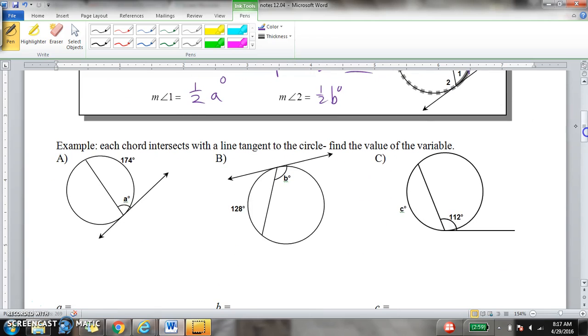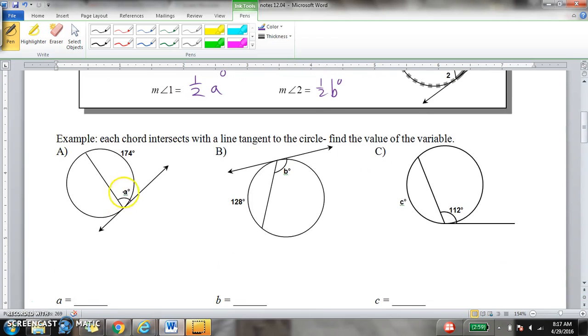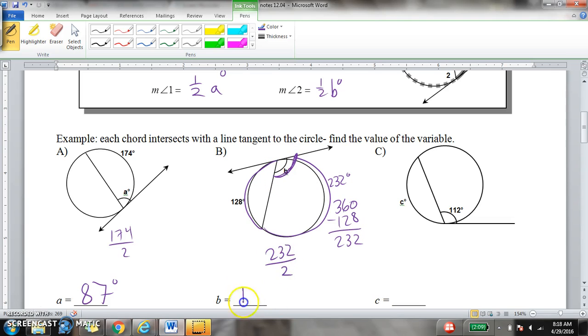So an example. If we're looking for this angle A right here, or how many degrees this angle is, it's a chord and a tangent, so it's going to be half of this arc right here, which is 174. So we take 174 divided by 2, we get 87 degrees for A. Same thing here, except now it gives us this arc. We need to figure out what this arc is, because angle B is opening up to this arc right here. So to find that arc, we need to take the entire circle minus the piece that it gives us. It's on the opposite side. So when we do that, we get 232 for this arc right here, which means this angle is going to be half of that. So we divide it by 2, and we get 116.